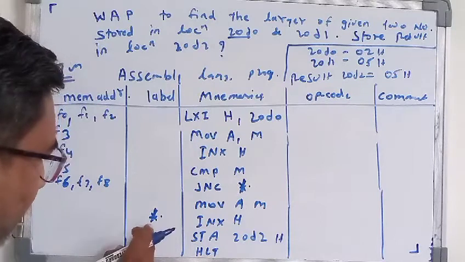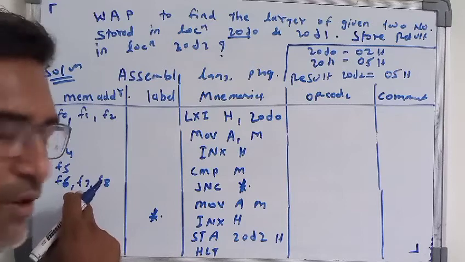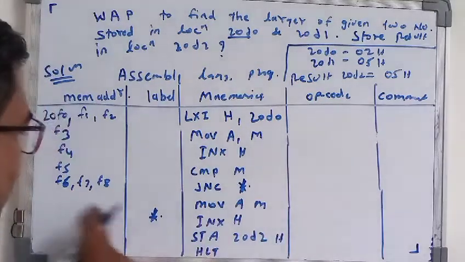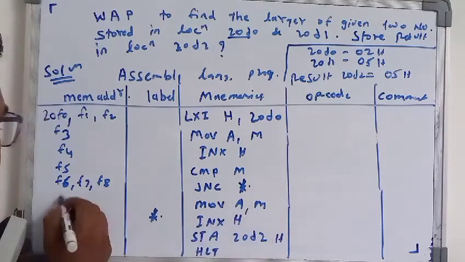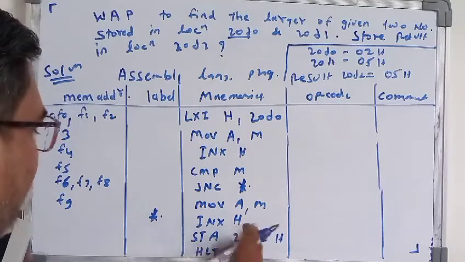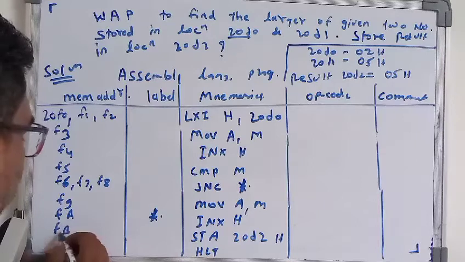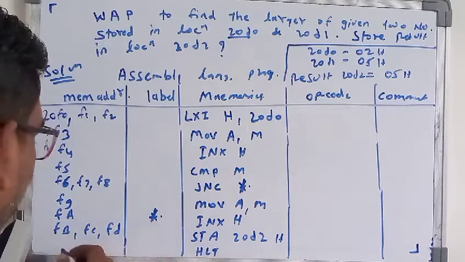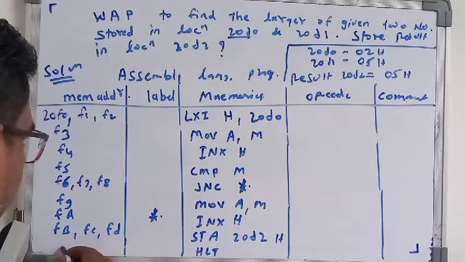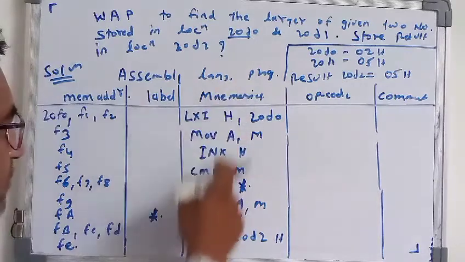This is the address. But what will be this address? That thing has to be loaded in this particular 20F7 and 20F8. That we will see in the opcode. Okay. This F8, then MOV M to A, we will get F9. Then this INX H, that is FA, then FB, the three addresses FC and FD, and halt. Okay, friends. So these are the memory addresses for this particular mnemonics.